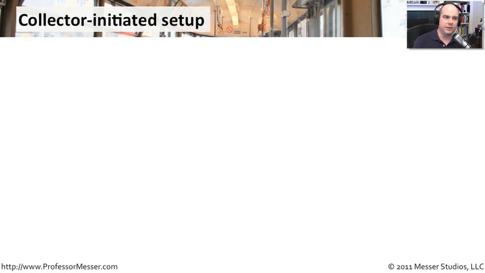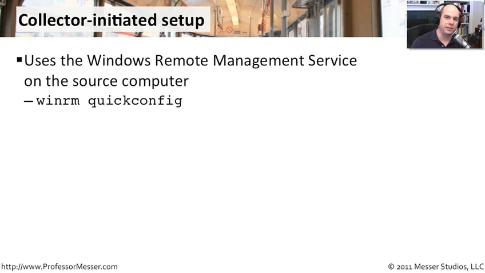Let's talk about first configuring this on a collector-initiated setup. Remember, that's where the collector is going out to those machines on your network and asking to pull those logs back. What you have to do on your source computers that have the log files is use the Windows Remote Management Service. If you recall, we did this in our video 4.6 on remote management. So WinRM is what is used to configure the Windows Remote Management Service. You would do a WinRM quickconfig on all of those machines, and that puts the remote management service into a listen mode, and it's going to wait to hear from the collector.